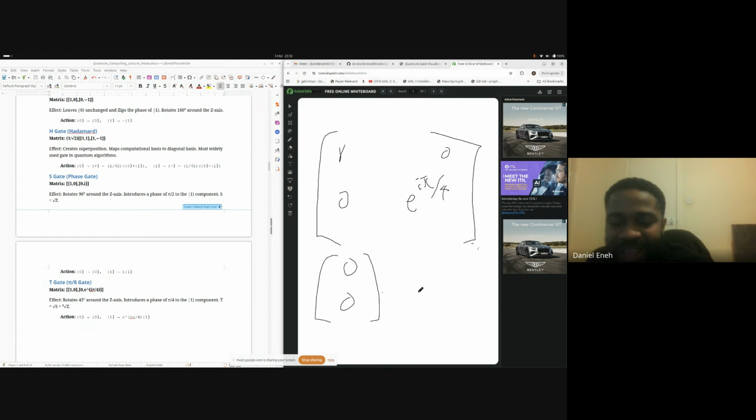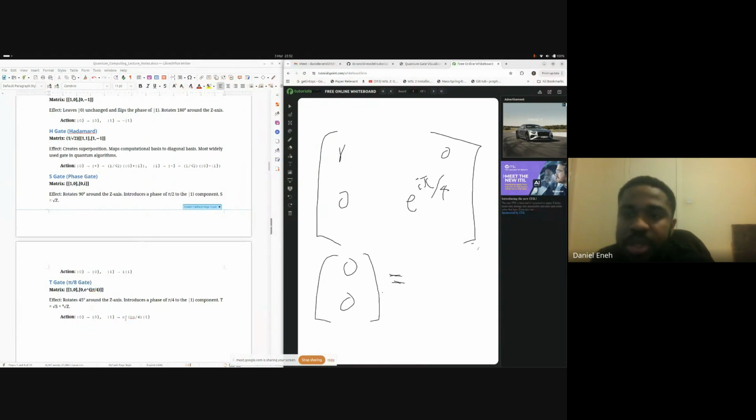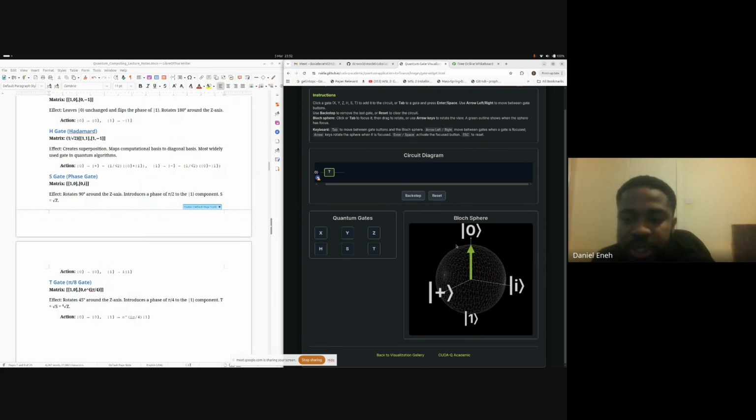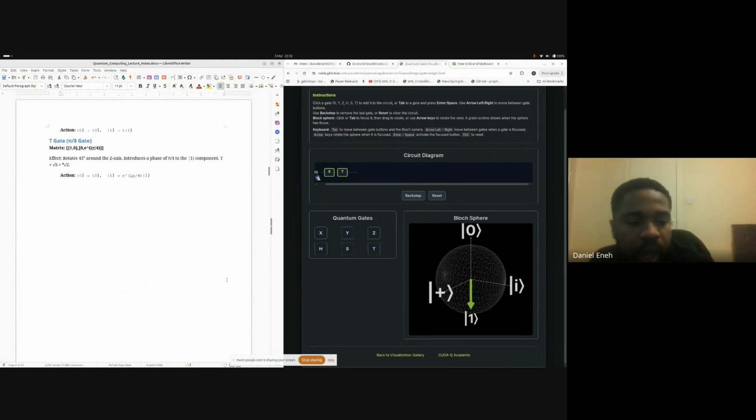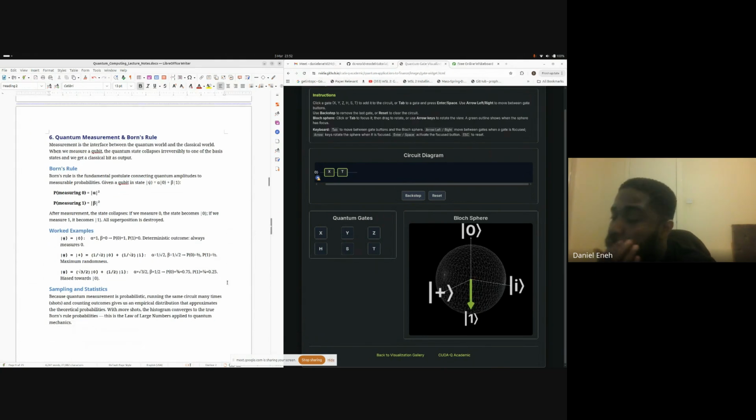So if you try this now, when you pass in a 0, you're going to get a 0. If you're passing in a 1, you're going to get this. Let's see the T gate. T gate with 0 gives 0. To pass in a 1, I'll add an X, so it will be 1 through the T gate. Because the magnitude is almost negligible here, it still looks like a 1. This is very interesting. Now we're going to learn what we call Bond's rule.